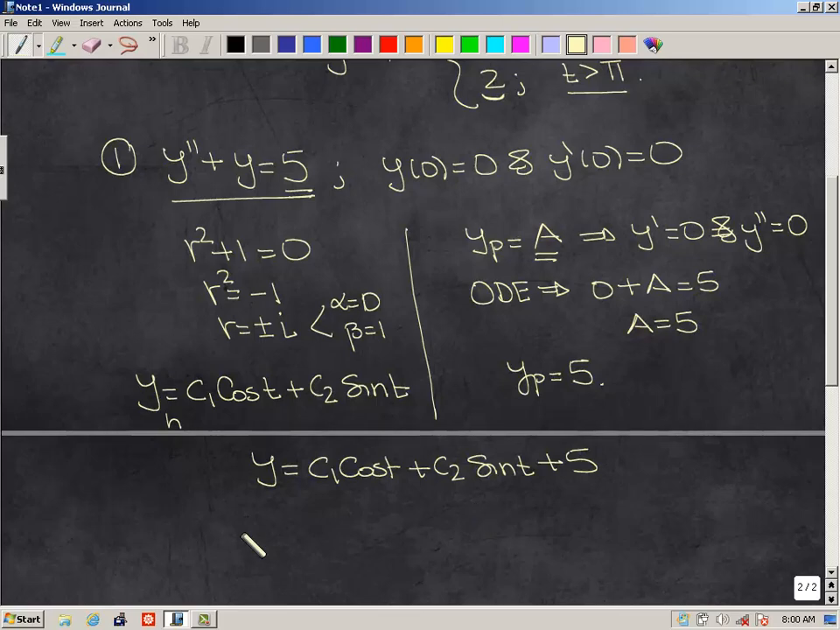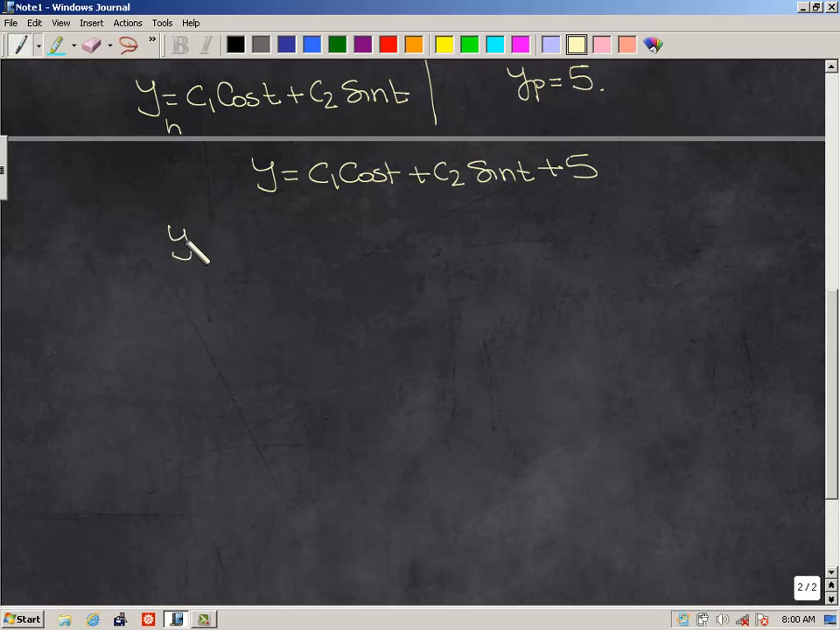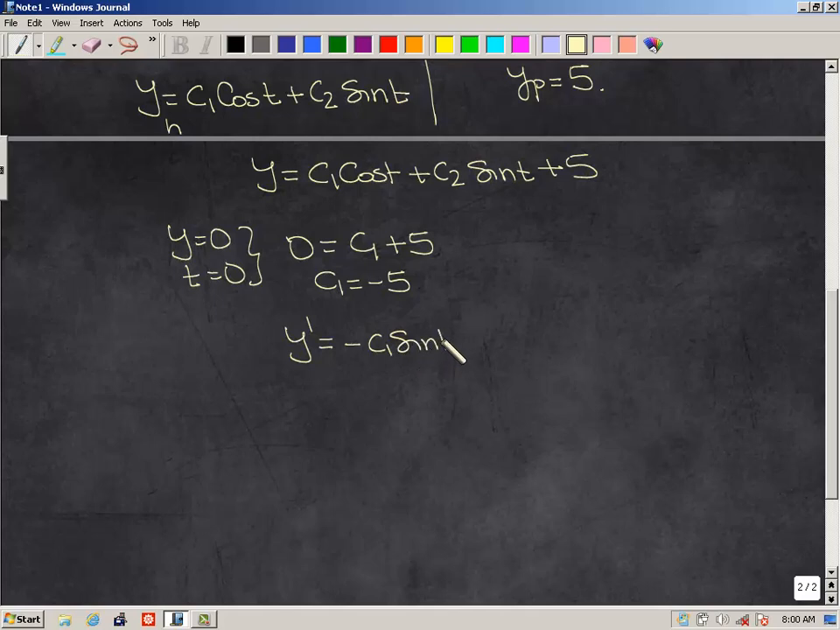That's my general solution. But I'm not done because I still have to apply the initial conditions. We know that y is equal to 0 when t is equal to 0. So we get 0 is equal to C1 plus 5, so C1 is equal to negative 5. To plug in the second initial condition, I need my derivative. So you get negative C1 sine t plus C2 cosine t, and the derivative of 5 is 0. So y prime is 0 when t is 0. That's my second condition. So I get 0 is equal to C2, so C2 is 0.